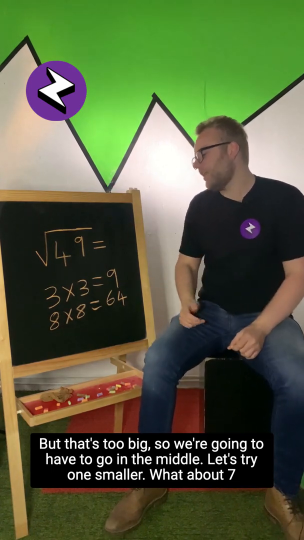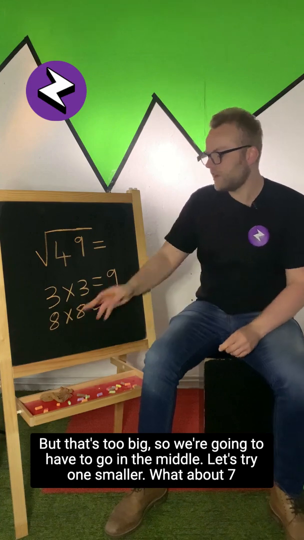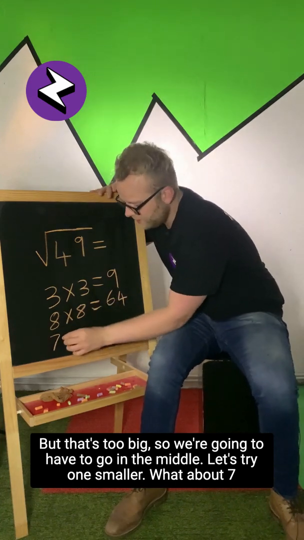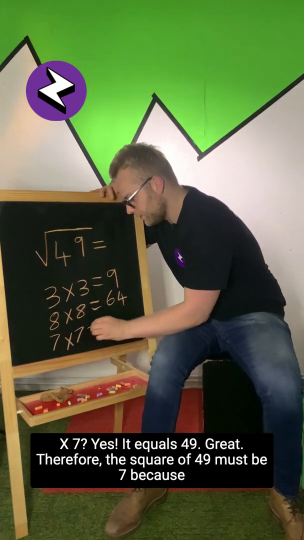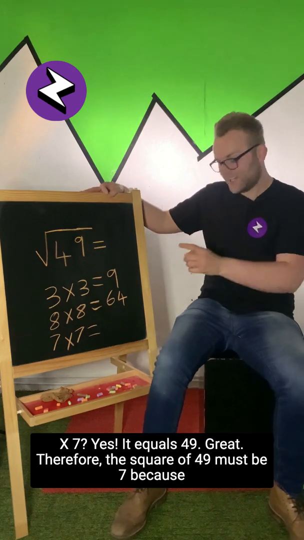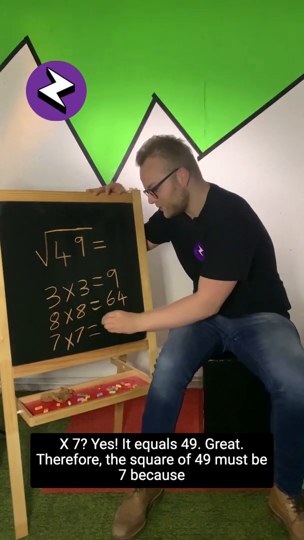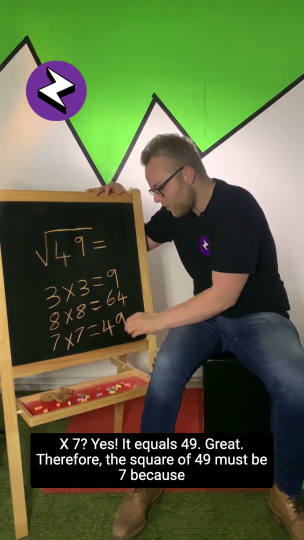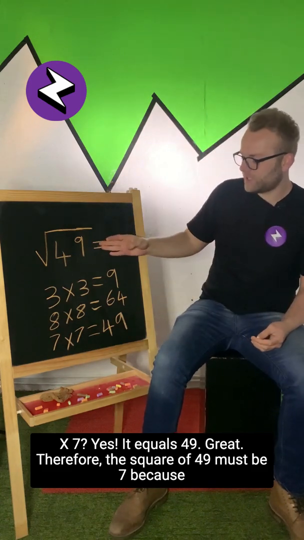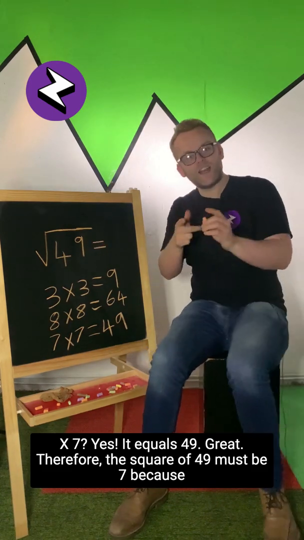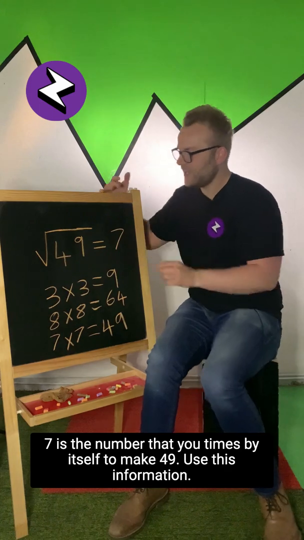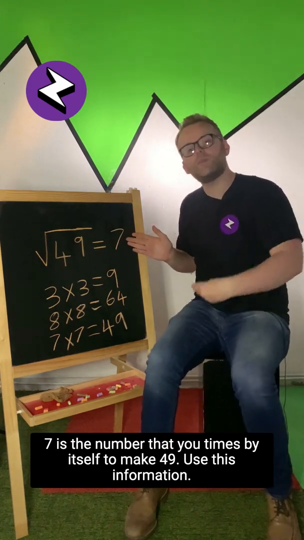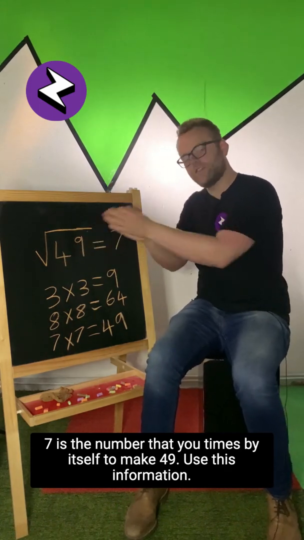So let's try, I don't know, one smaller. All right. What about 7 times 7? Yes, it equals 49. Great. So therefore, the square root of 49 must be 7, because 7 is the number that you times by itself to make 49.